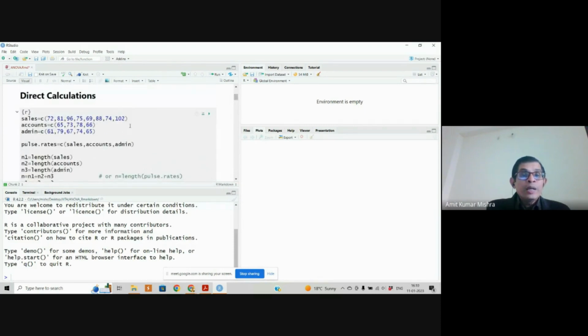Yeah, it contains the pulse rate data of sales employees: 72, 81, 96. That was the first line. In the second, I created the data of the sales account department. In the third, I have created data of admin. Then I have combined all three data. Pulse dot rates, I have combined sales, accounts, and admin data.